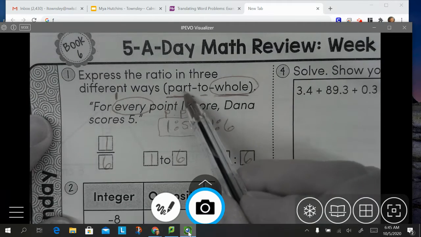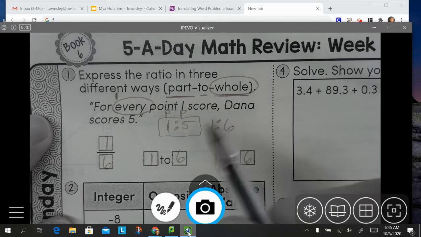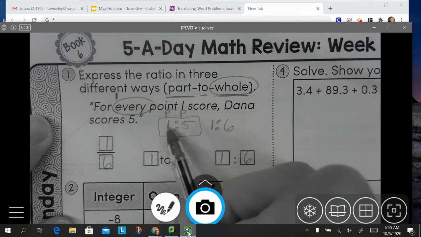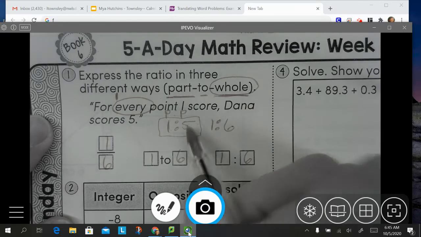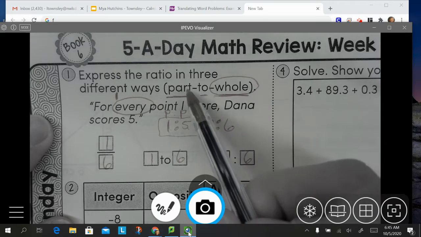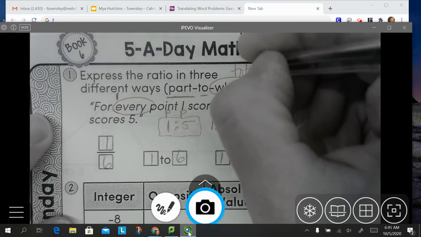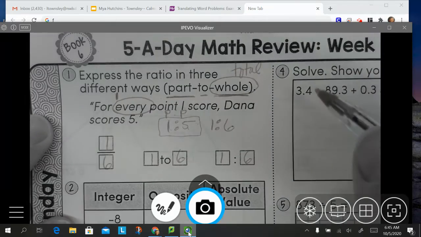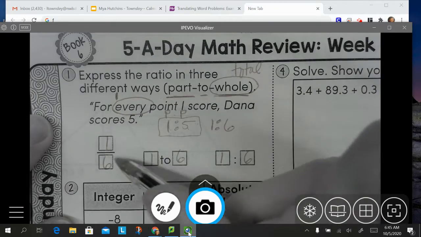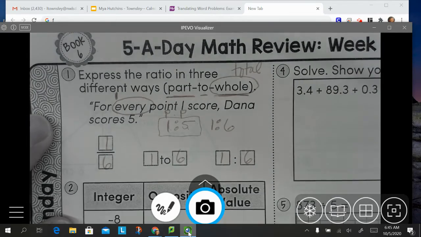Now, if they wanted a part-to-part relationship, that would be this. Part-to-part relationship would be a 1 to 5. But that's not what they're asking. They want a part to whole. They want the total point scored. So the part to the total, so it's 1 to 6. Okay, something to think about. All right, good job. Next one, number 2.